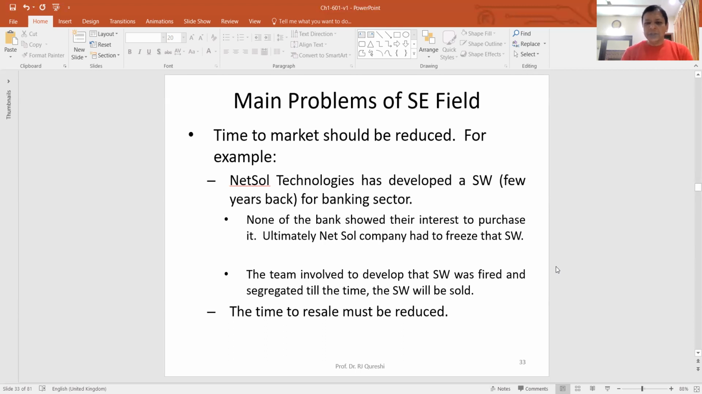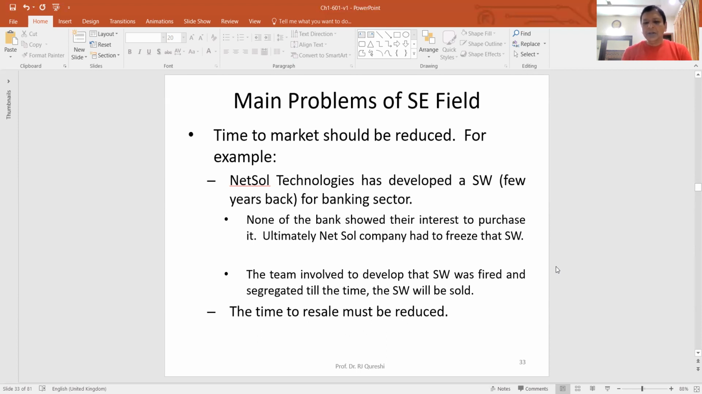And then they sent marketing guys, sales guys to knock on the doors of banks. None of the banks showed interest in purchasing that software. They said, who are you? Did we ask you to develop a software? Did we give you requirements?